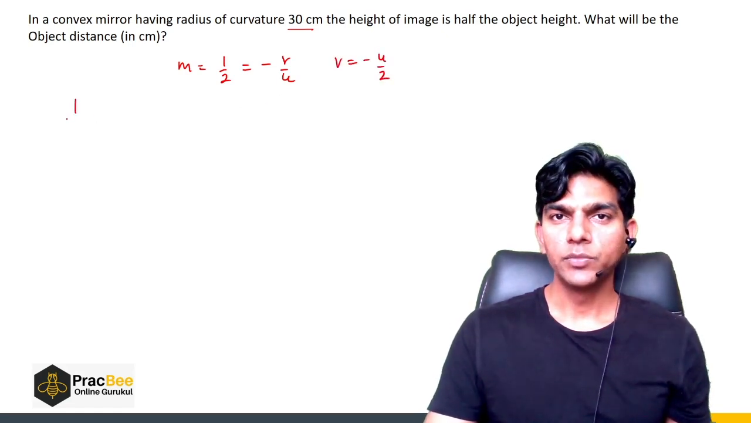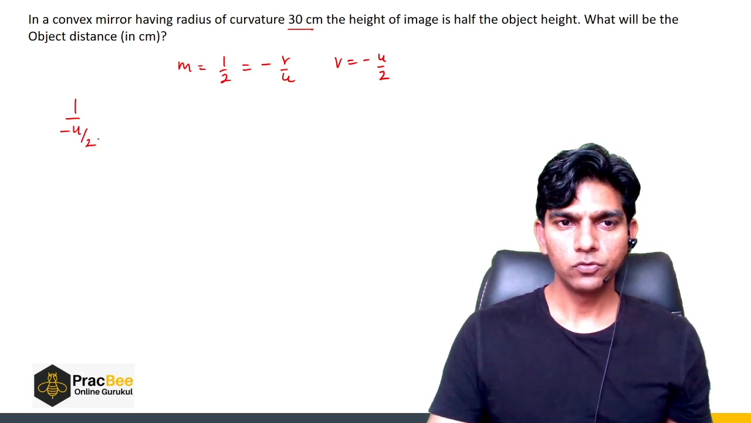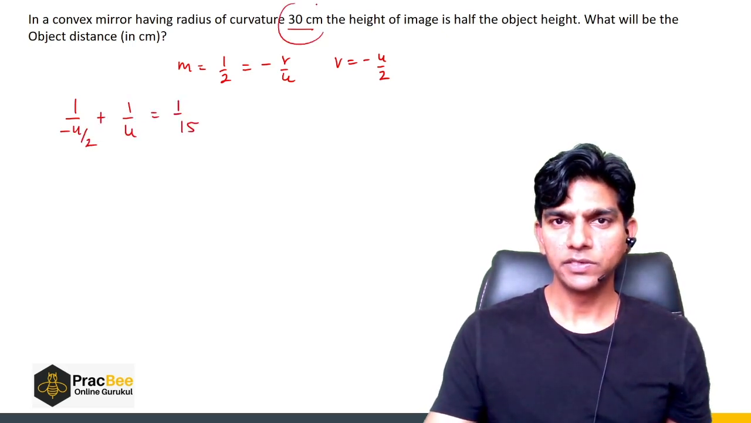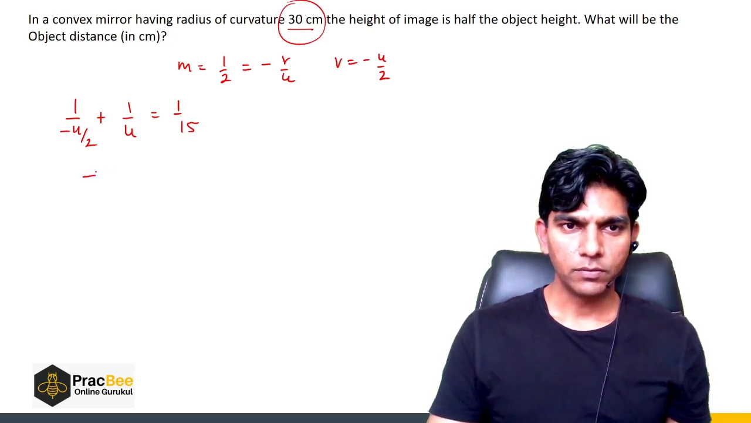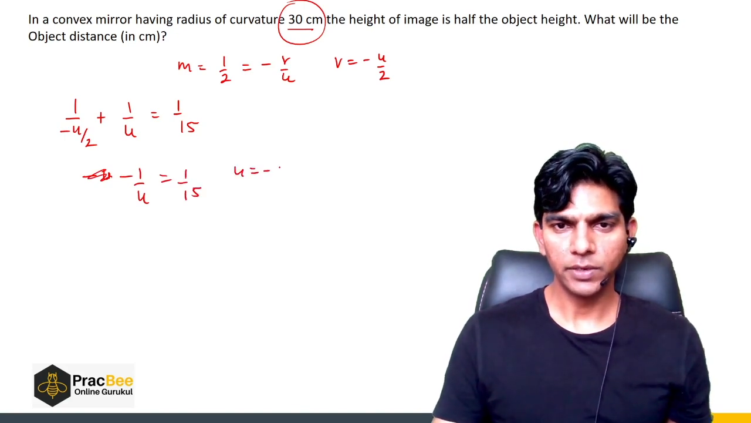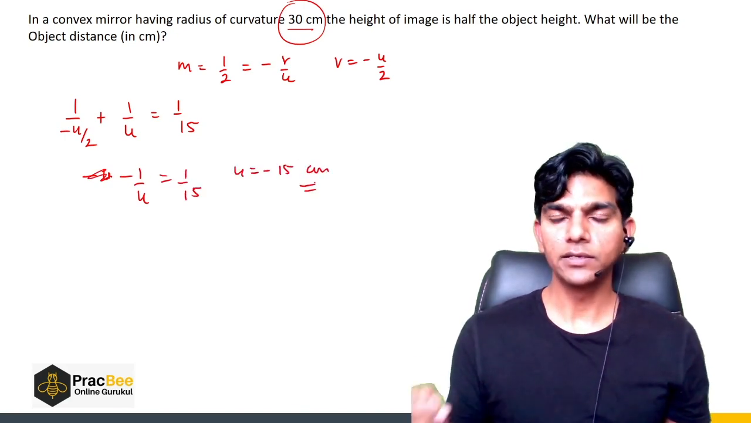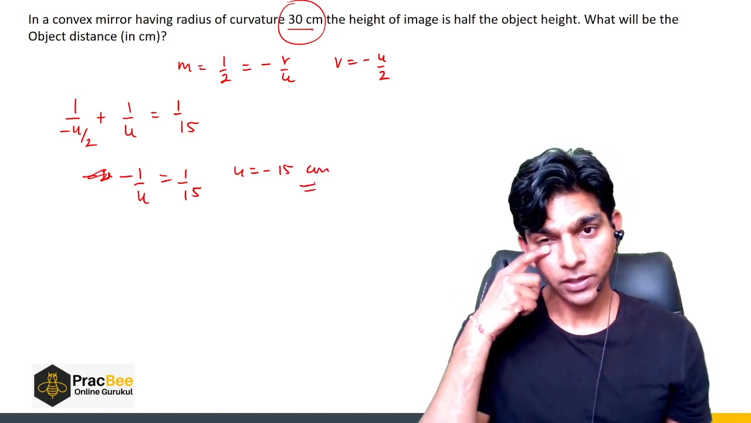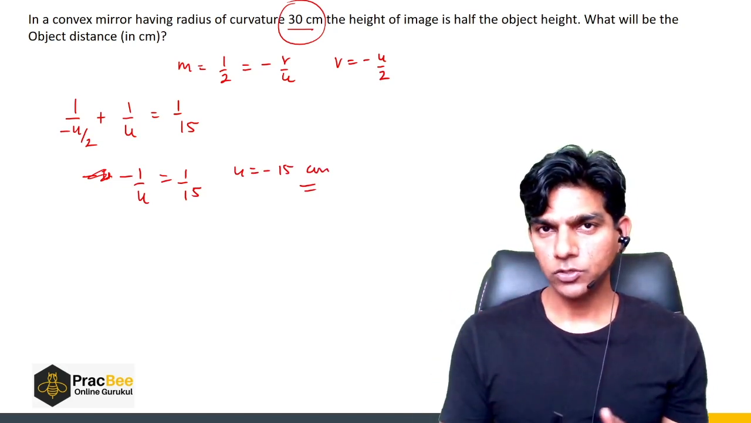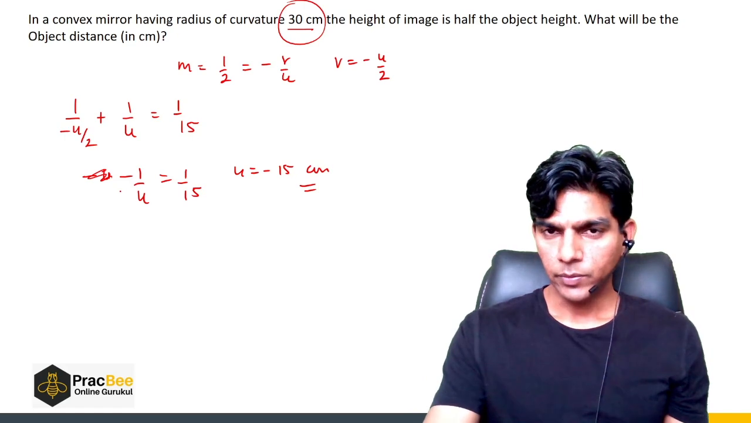So by using the mirror formula, 1 by minus u by 2 plus 1 by u equals 1 by 15, because the radius of curvature is 30. So from here, minus 1 by u comes out to be 1 by 15, and u comes out to be minus 15 centimeters. So at a distance of 15 centimeter from the pole, we have to place the object. Right, again a very basic question.